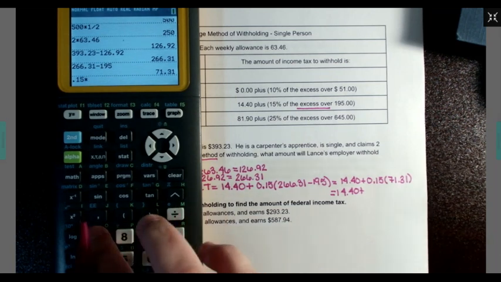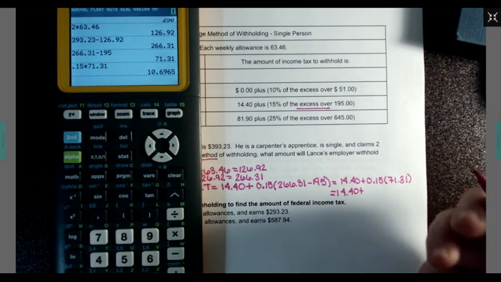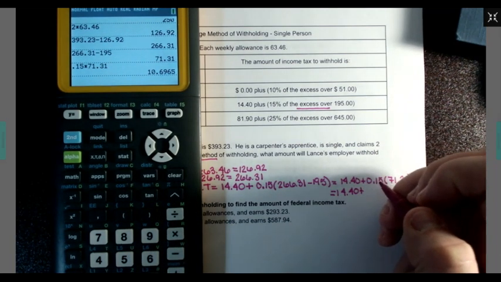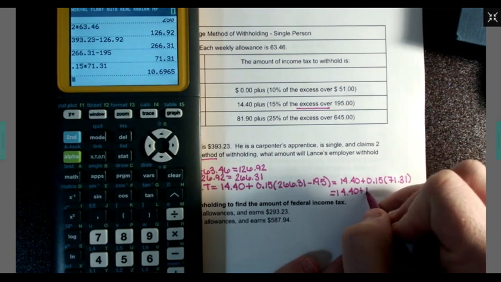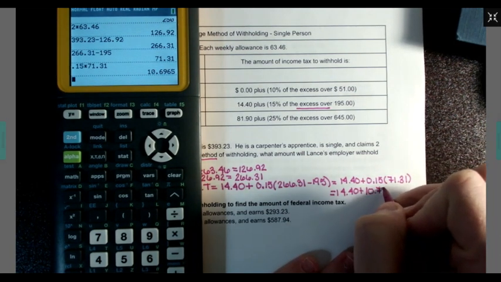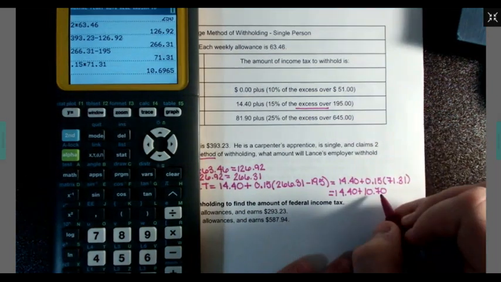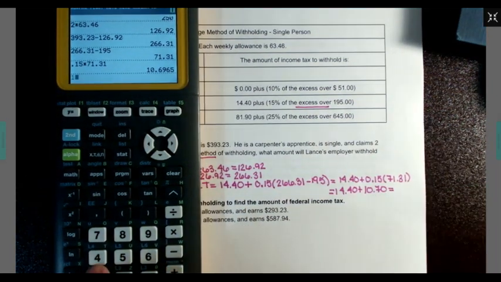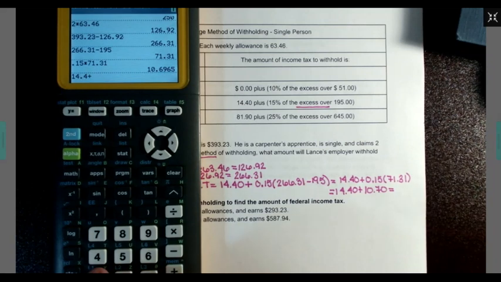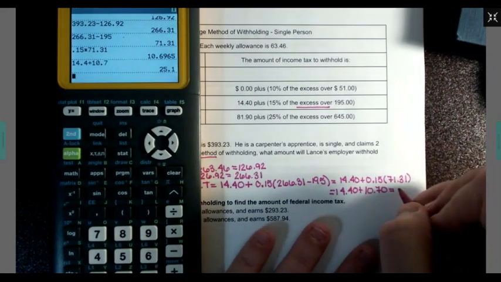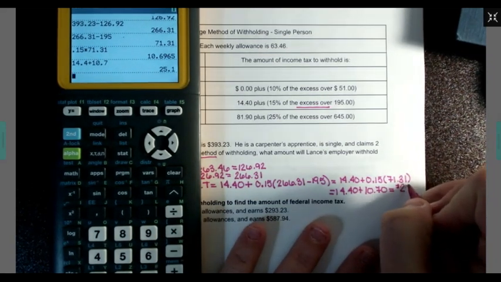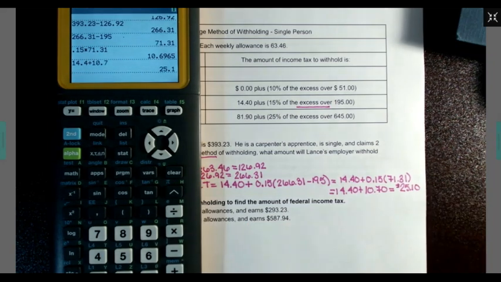0.15 times 71.31 is $10.70. So whenever I do 14.40 plus $10.70, I get $25.10 withheld. Again, that's $25.10.